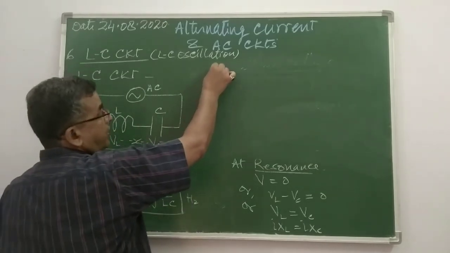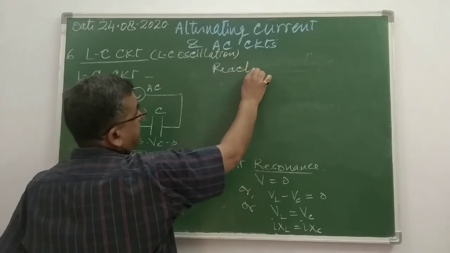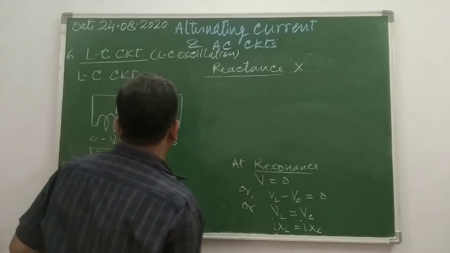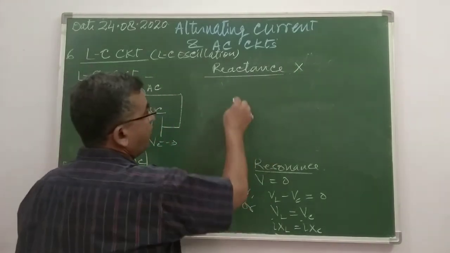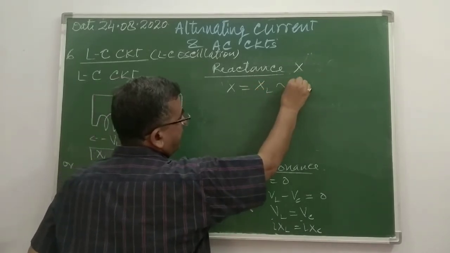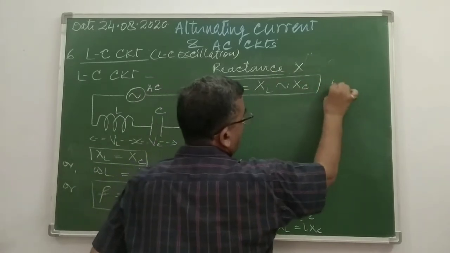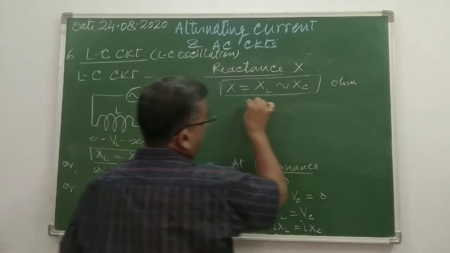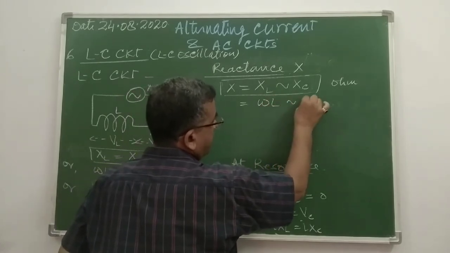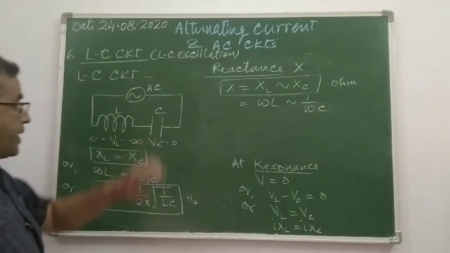The impedance or the reactance of this circuit, the opposition offered by this circuit in the flow of current, is XL minus XC, measured in ohm, or it is omega L minus 1 upon omega C. So this is the reactance.